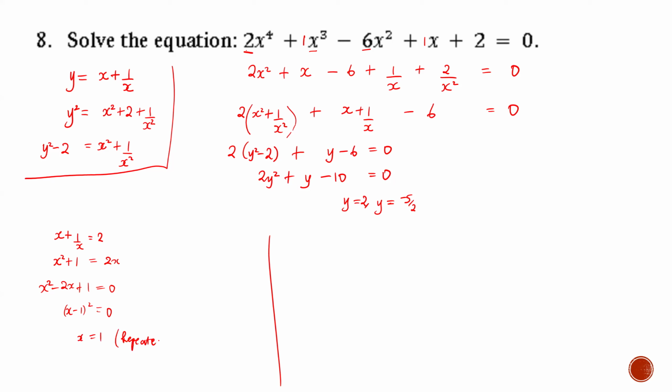It's important to say that it's a repeated root because for a quartic equation, we expect 4 roots. So now here you're showing that we've got 2 roots, 1 and 1. If you don't put the repeated, then it's a bit incomplete.